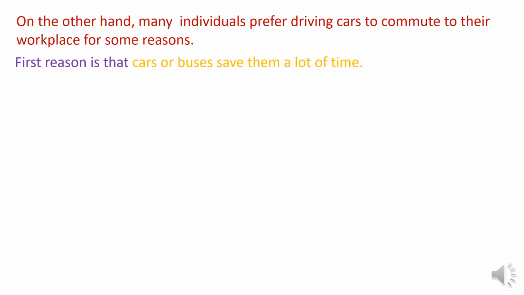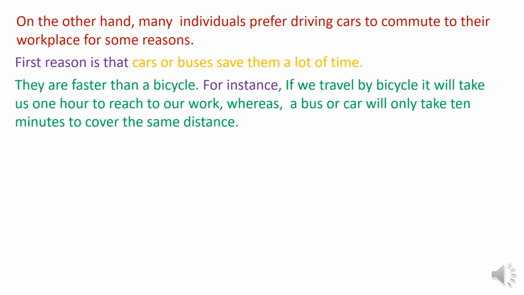Then you will say, the first reason is that cars or buses save them a lot of time. What do you mean by saving a lot of time? I would say they are faster than a bicycle. For instance, if we travel by bicycle, it will take us 1 hour to reach our work, whereas a bus or car will only take 10 minutes to cover the same distance. I gave the reason, I explained the reason. Now I'm going to give the second reason.